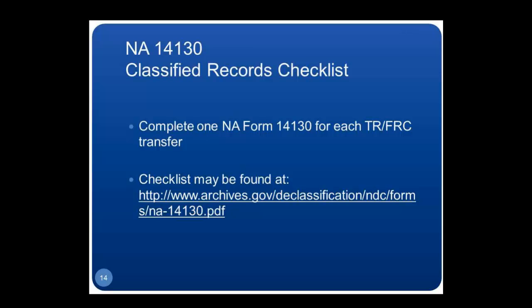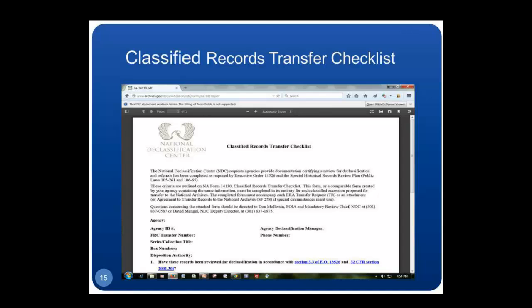This is just a quick screenshot of the top part of that particular checklist. It's a single page. It may require that you add additional supporting information on it. I don't know if you can see it at this range in this kind of display, but it literally has names of National Declassification Center staff and their phone numbers. So I encourage you to get in touch with either Don McElwain or David Mengel if you have questions about how to use this form, how to fill it out, and what your obligations are for declassification review.